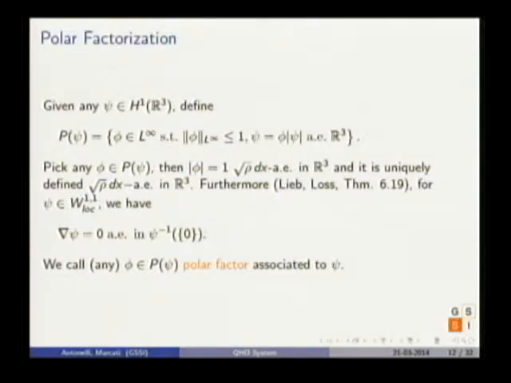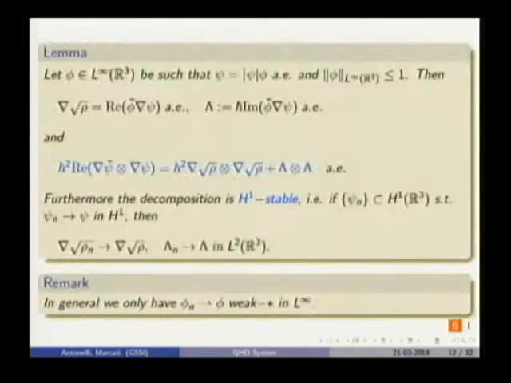Given any psi in H1 or whatever, I can take a polar factor, some function phi in L infinity with L infinity norm one, such that psi equals phi times the modulus of psi almost everywhere in R3. This is a kind of rough definition because phi is uniquely defined only square root of rho dx almost everywhere. But we will see it has nice properties. So rather than considering S, the phase in the WKB ansatz, I will consider phi, the polar factor associated to psi. And for this polar factor, I have this nice lemma, which explains its nice properties.